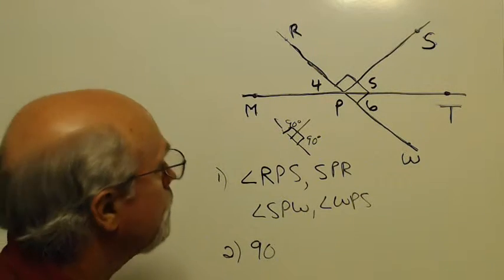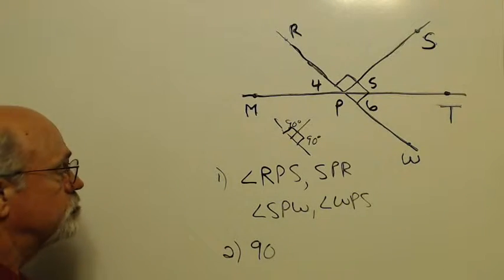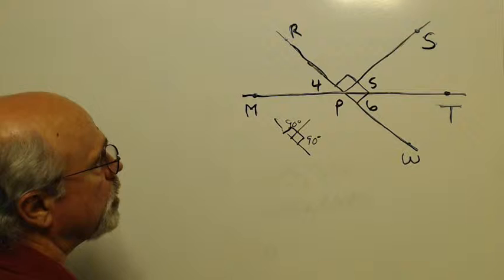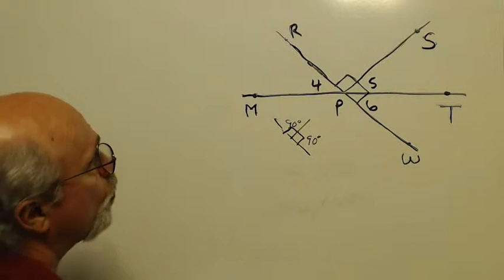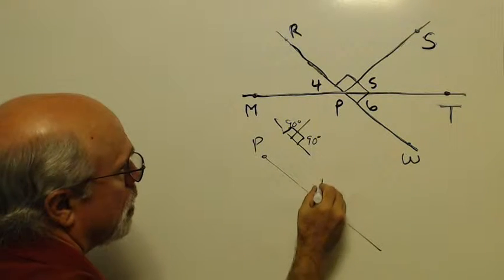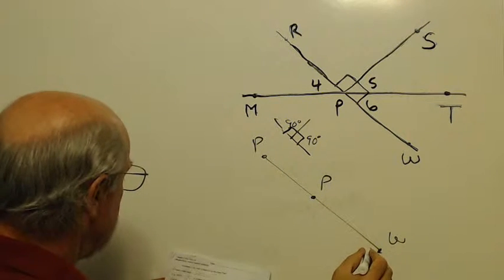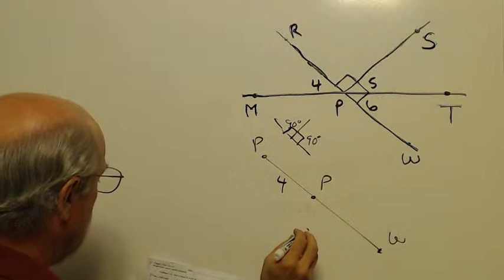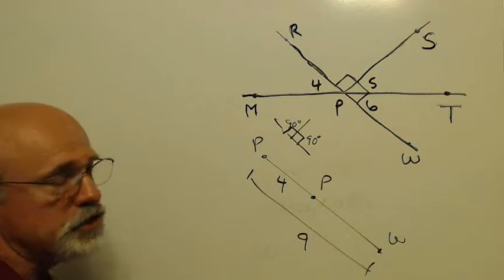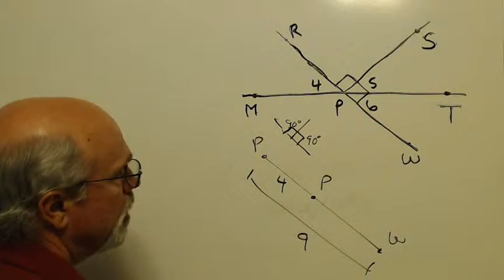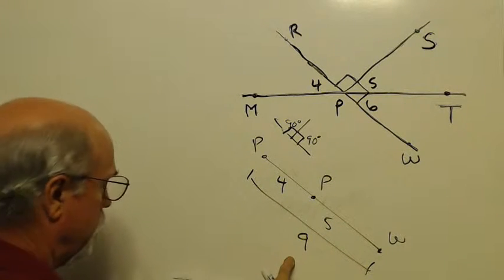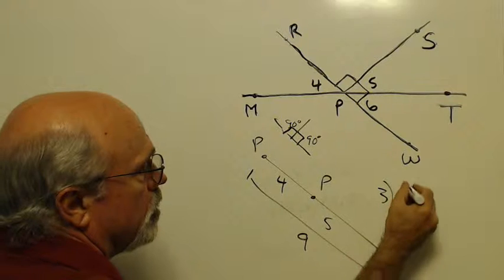Problem number 3. I'm going to get rid of these two. Problem number 3 deals with this segment that's got R, P, and W on it. And the given information is RP is 4, RW, which is the whole thing, is 9. That's one of the two that we changed on the test. And so this guy has to be 9 minus 4 equals 5. So the two parts will add up to the whole thing. So problem number 3, your answer is 5.